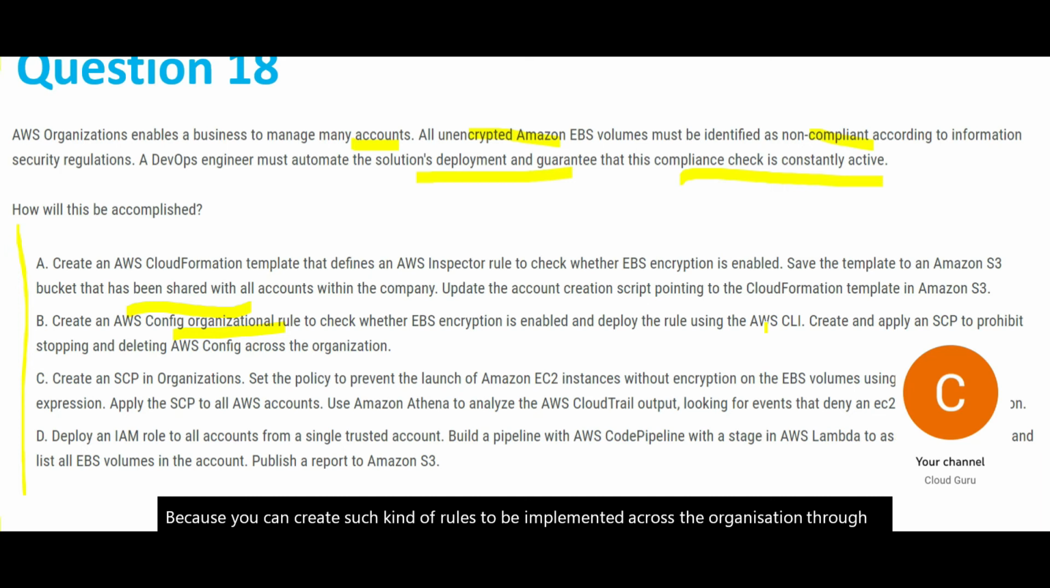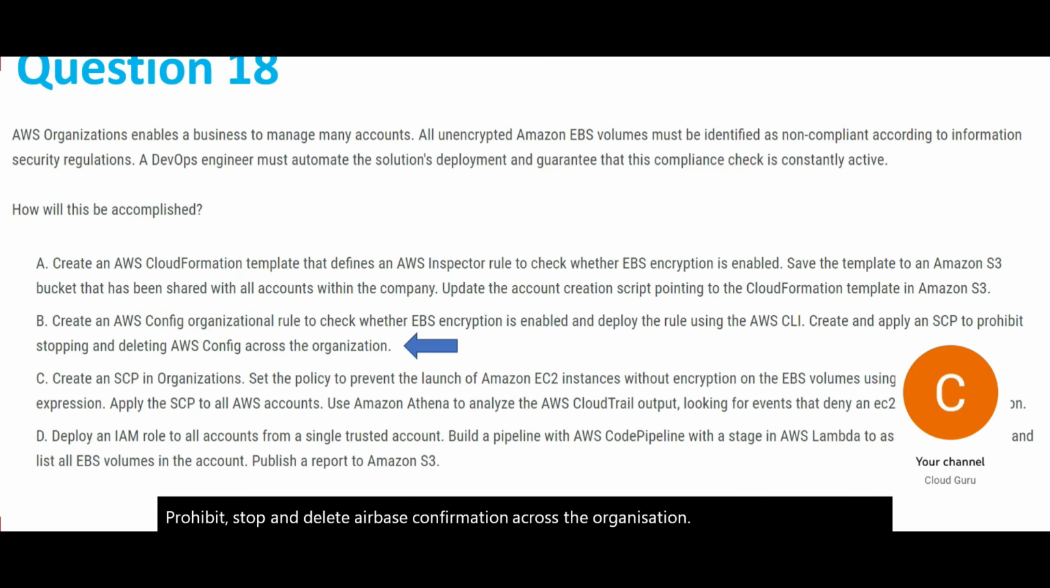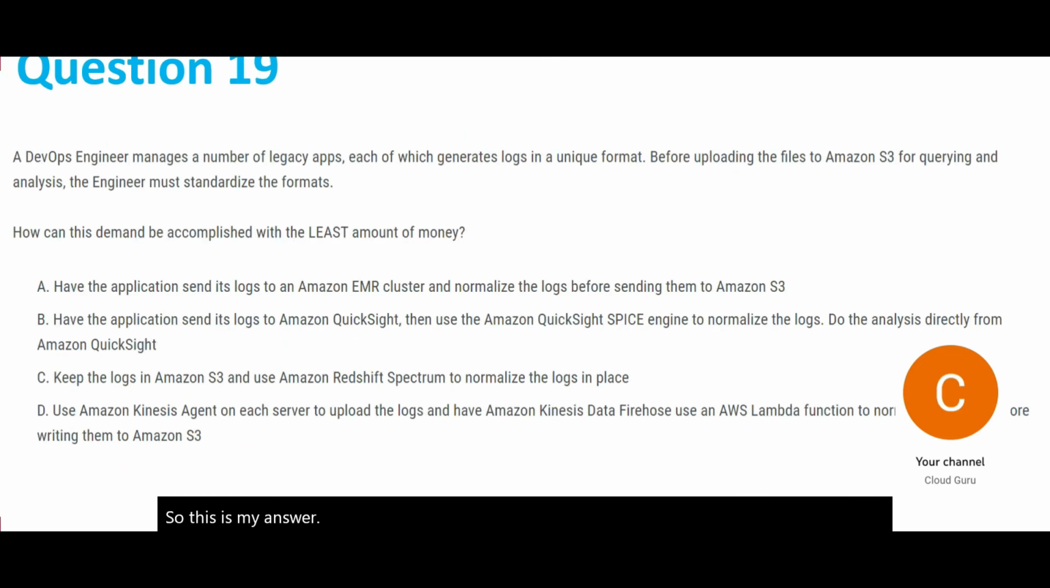This stuff is also related to the same. So what it will do is, it will create a rule, it will check if EBS encryption is enabled and deploy the rule using CLI. Then it will create and apply an SCP to prohibit, stop and delete AWS Config across the organization. So this is my answer. Let's look at the next one.